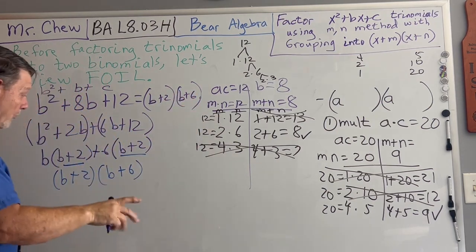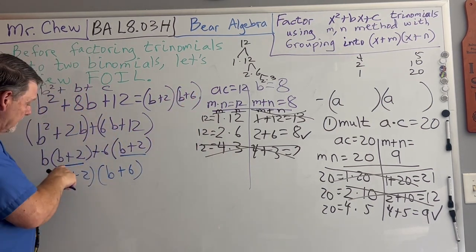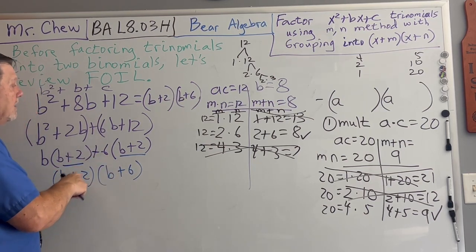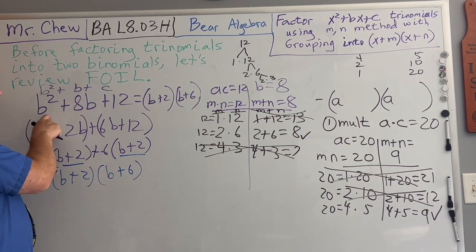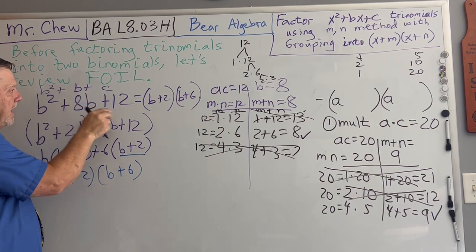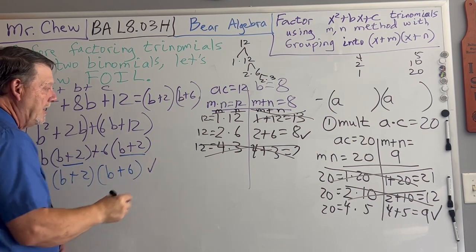Now, if I reverse it to FOIL it and check it, I'm going to get b squared plus 2b plus 6b plus 12. b squared plus 2b plus 6b is b squared plus 8b plus 12. So I know it's right.